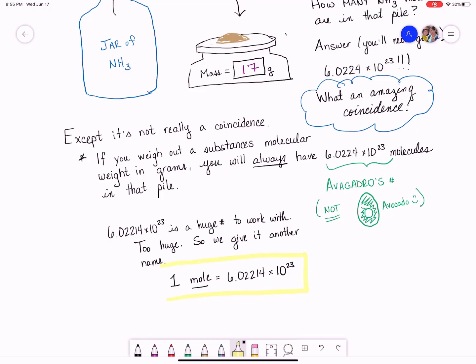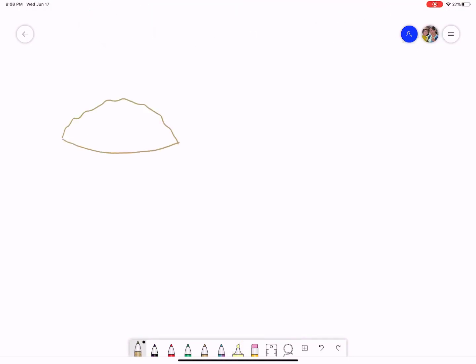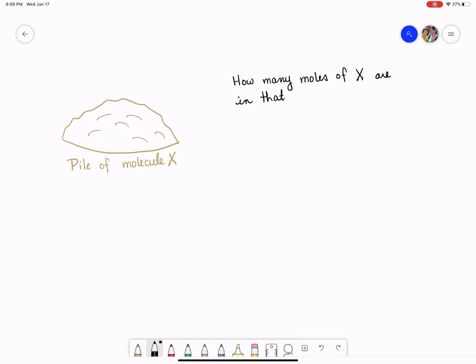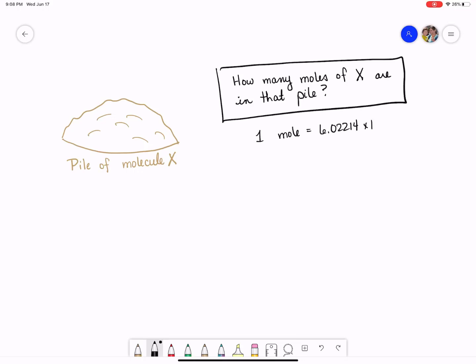So the next thing that you're going to want to figure out is how many moles of substance X is in a particular sample. And this is just another way to describe amount. Again, it's too much to say 6.0224 times 10 to the 23. Easier to say 1 mole, but maybe it's 2 moles, maybe it's half a mole.